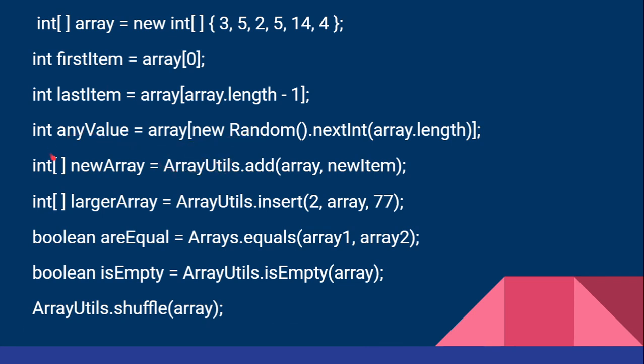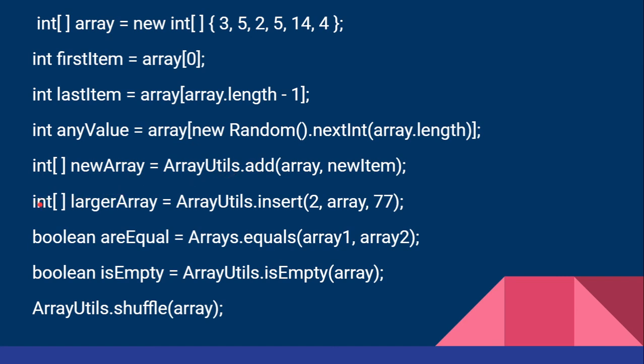And now here, how to get the new array? This ArrayUtils.add will add a new element to the given array. So array is the existing array, and newItem is the new item you want to add. Suppose I want to add one more item here, some 16 or 15, now I have to say ArrayUtils.add(array, 16). This array already has 6 elements, and using this statement I can add one more new element to the existing array. That is the function of ArrayUtils.add.